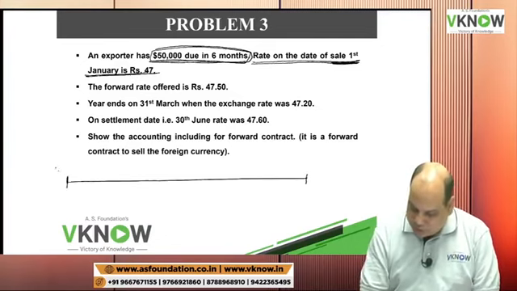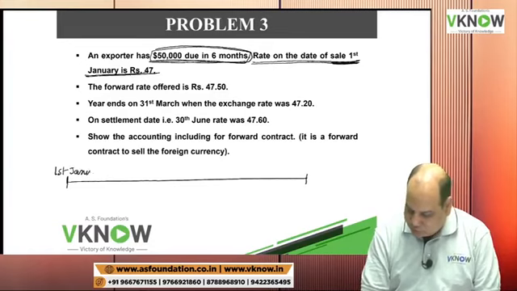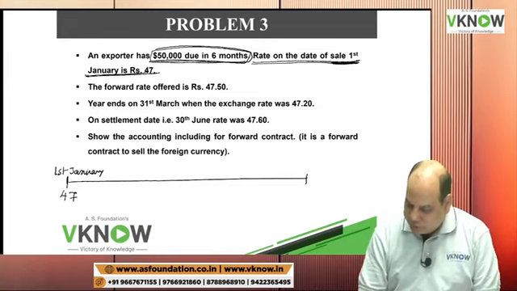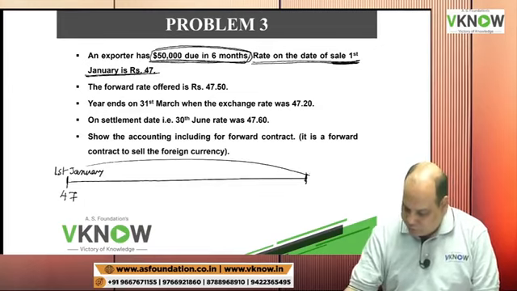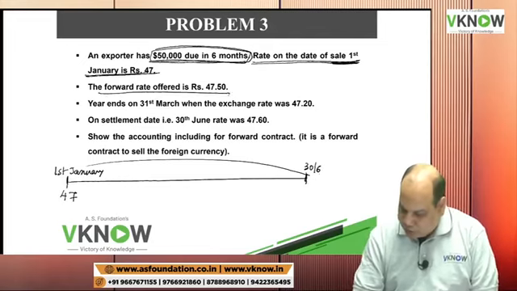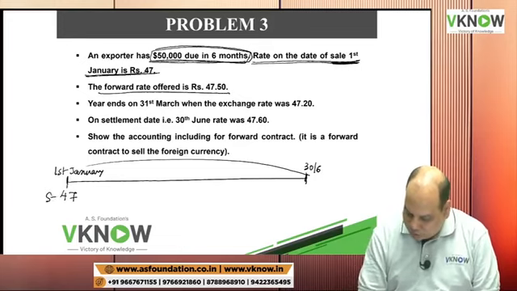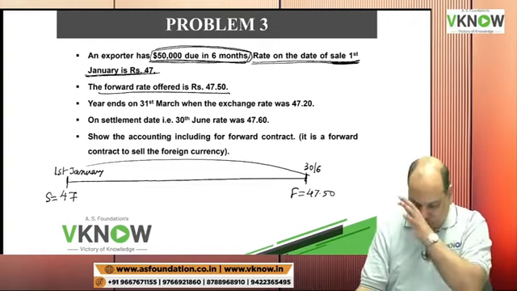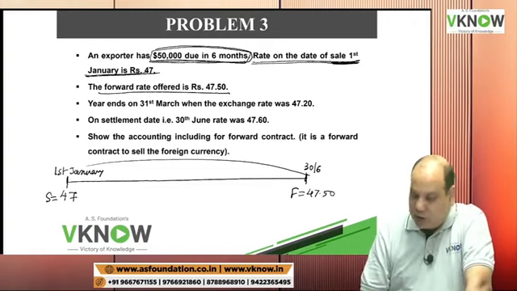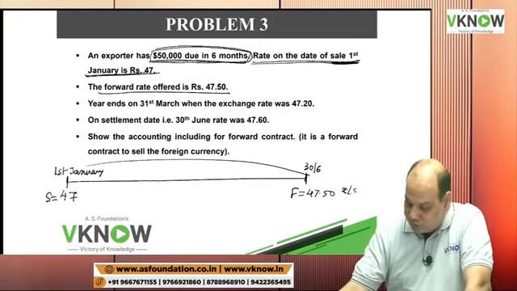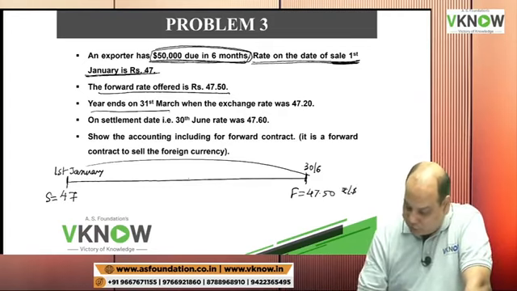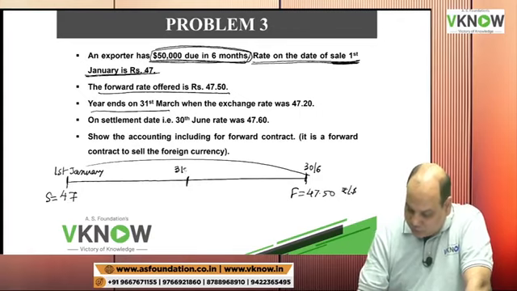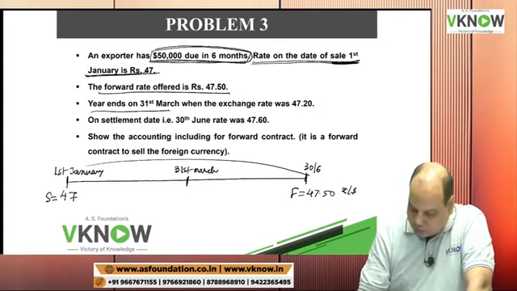So first let me explain. Today is 1st January. The rate is 47. If I add 6 months, it will become 30th June. The forward rate offered is, this is spot rate, this is forward rate 47.50. Oh, wonderful. All figures are rupees per dollar. Then year ending date is 31st March. So exactly in the center, you have 31st March.